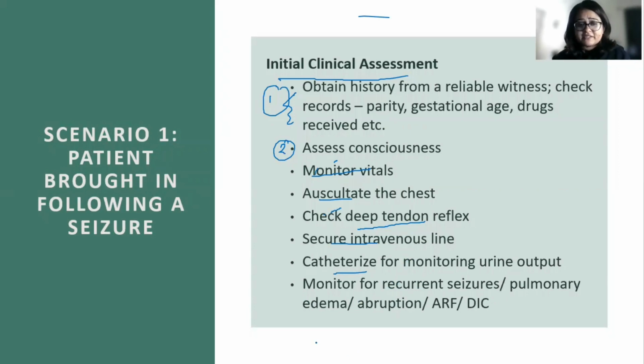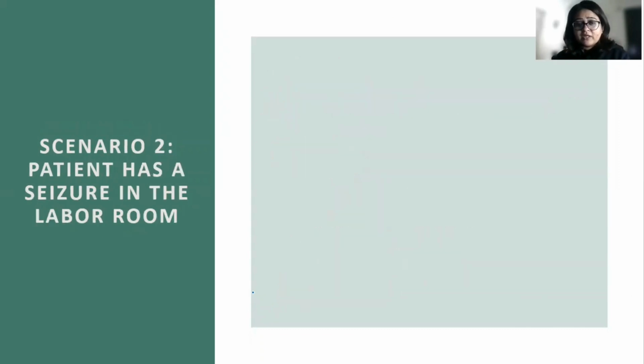Monitor her for recurrent seizures, pulmonary edema, abruption, acute renal failure, DIC. These are all complications which can happen with severe preeclampsia, eclampsia. So this is the initial assessment which has to be done within the first few minutes of the patient coming.